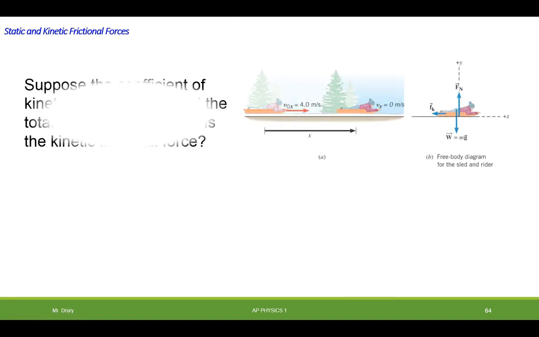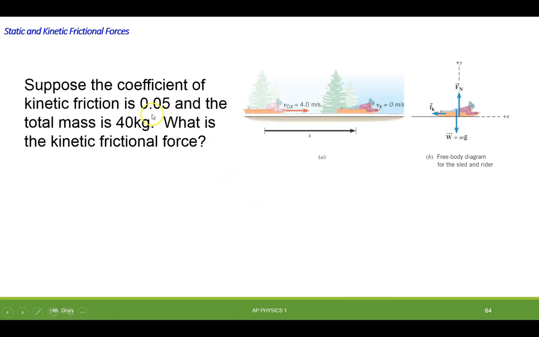So if we take the same example, this time putting some numbers in, suppose the coefficient of friction is 0.05, and it's going to be pretty small because you're talking a plastic sled and snow, so that's pretty slippery. And the total mass of the sled and child is 40 kilograms. What's the kinetic frictional force?